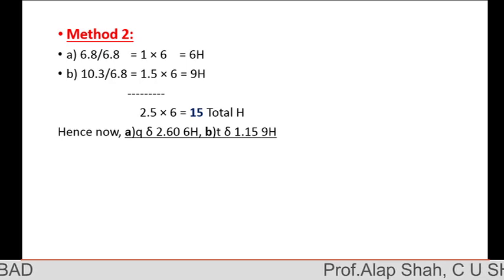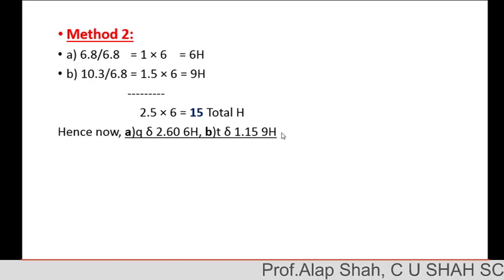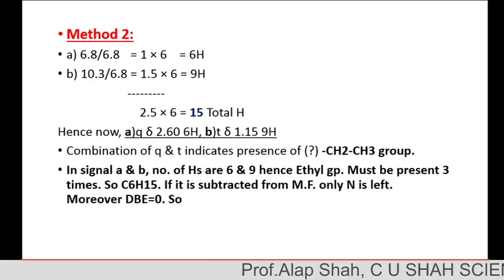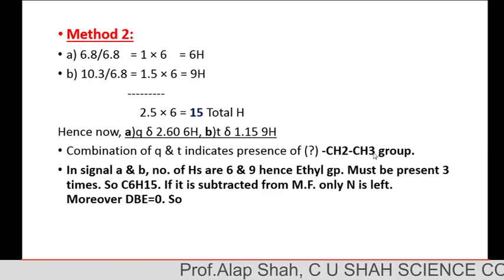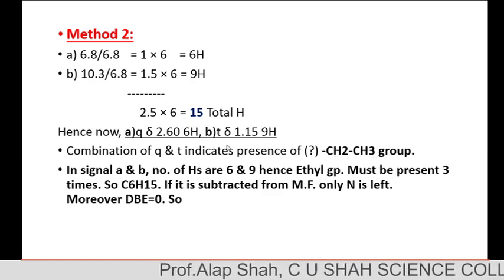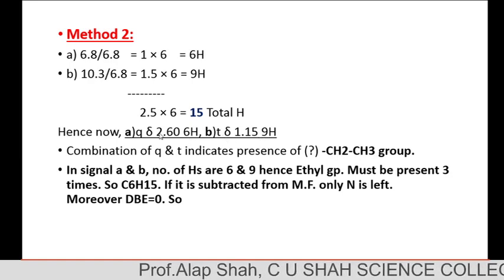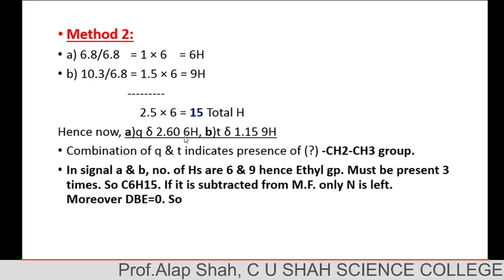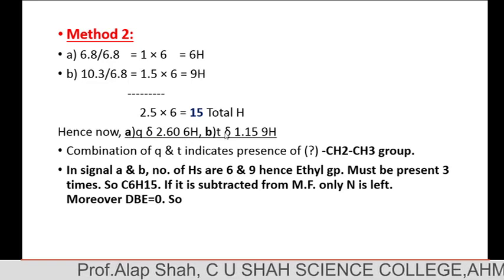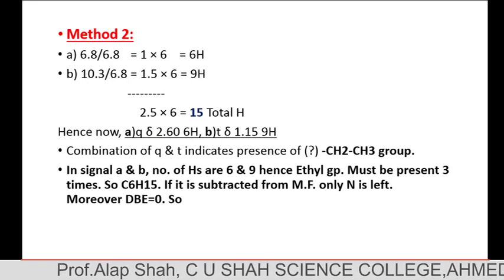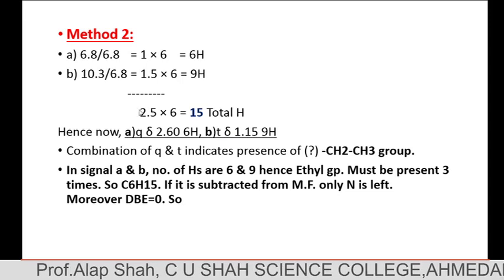So immediately it should strike your mind that a known combination of triplet and quartet indicates the presence of an ethyl group. But in every ethyl group there are 2 protons as a quartet and 3 protons as a triplet. But here you can see 9 protons triplet and 6 protons quartet. It means that in this compound the ethyl group must be present 3 times, because 9H are given and 6H are given.